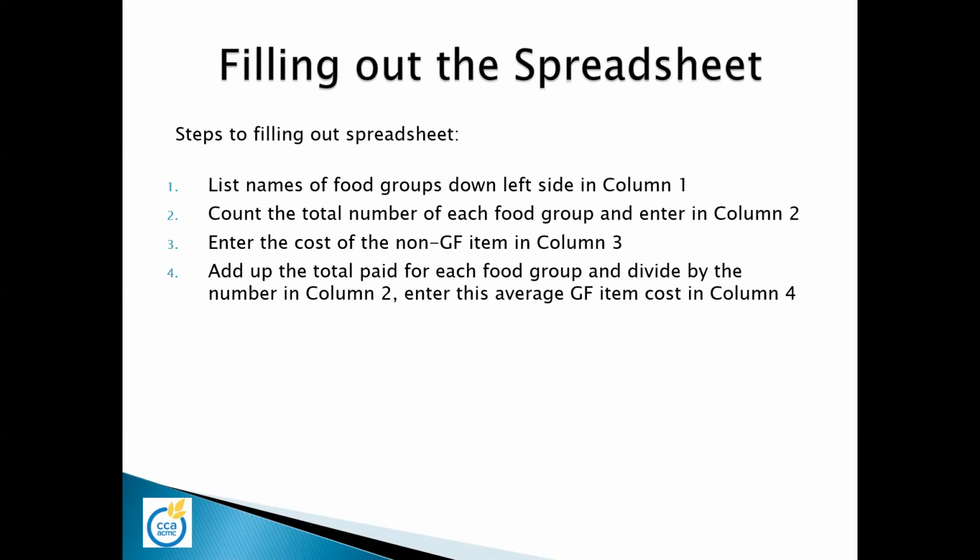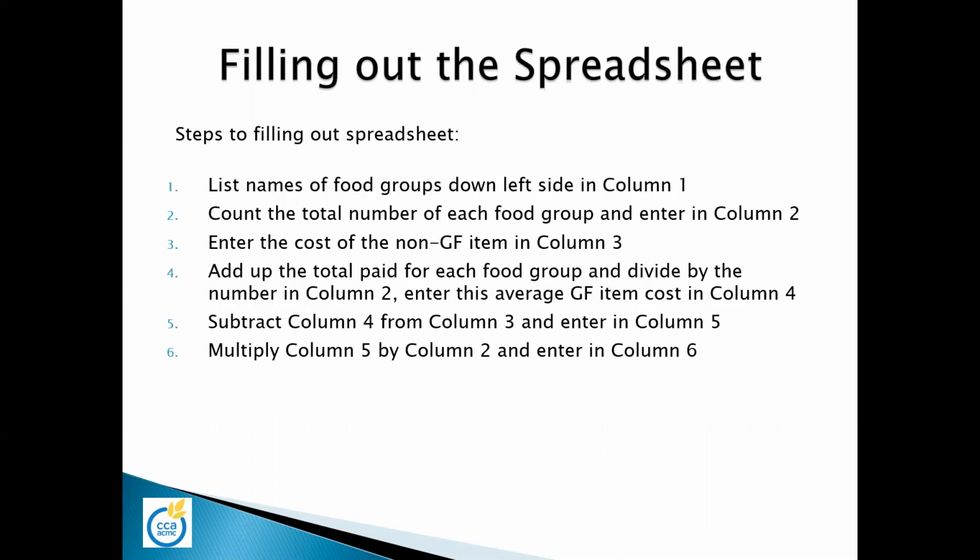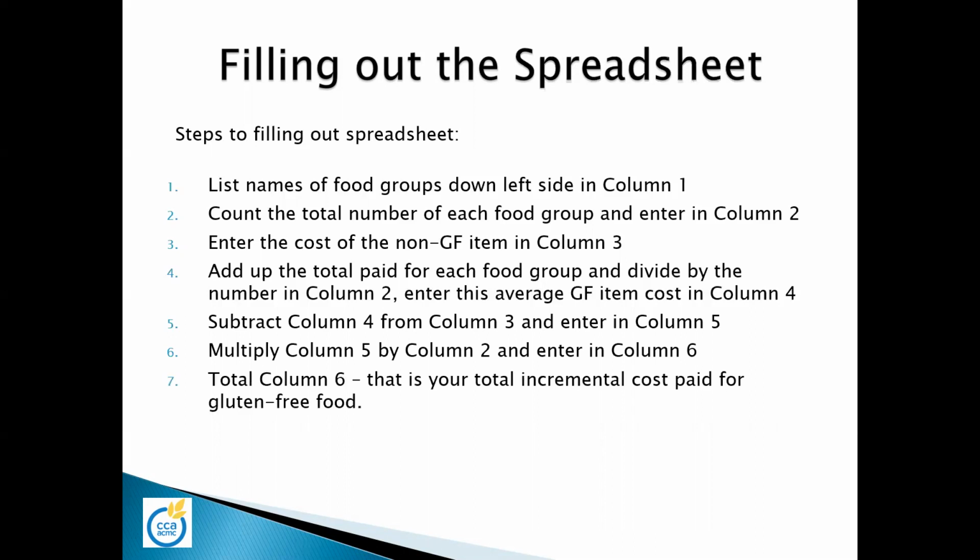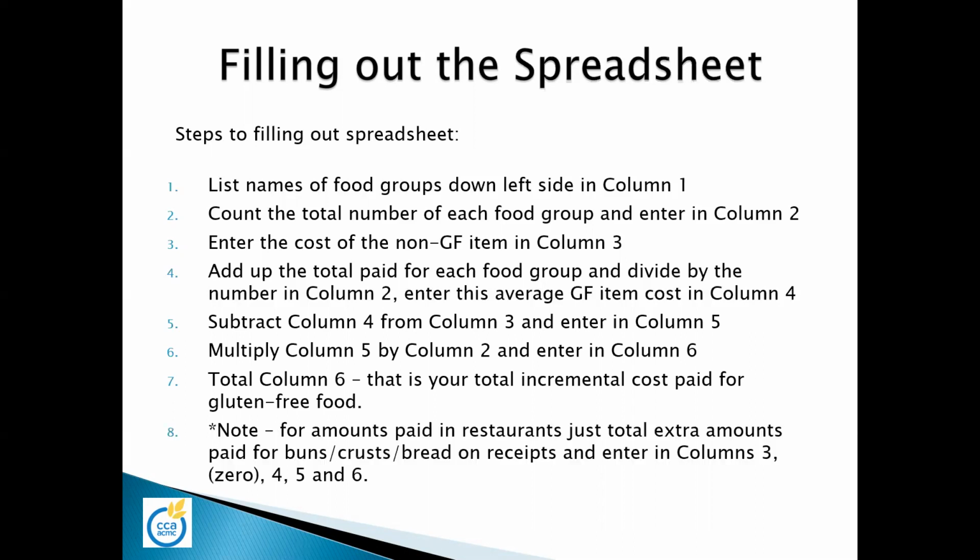And then you find the cost of a non-gluten-free item and you place that in column 3. And then you add up the total paid for each food group and divide it by the amount in column 2 and enter the average in column 4. And then you subtract the two columns and multiply it by column 2. And then you get column 6, which is your total incremental cost paid for the gluten-free food in that category.